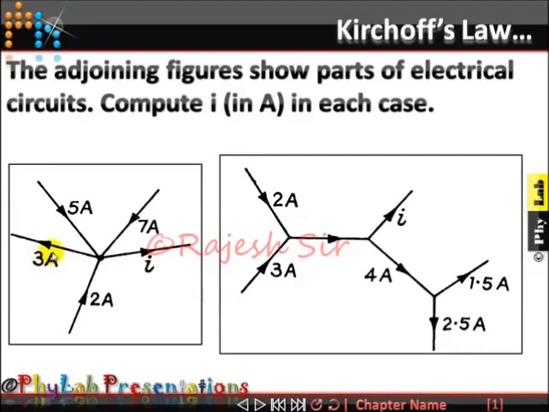Similarly, 14 must be equal to I plus 3. Thus the net current I must be 14 minus 3. That gives us 11 ampere as the answer. You can try the same on this question. Let's move on to the next slide now.